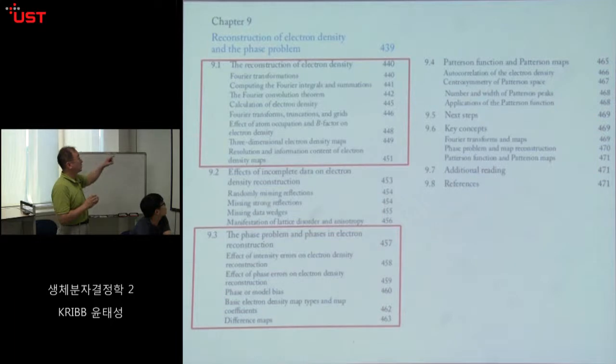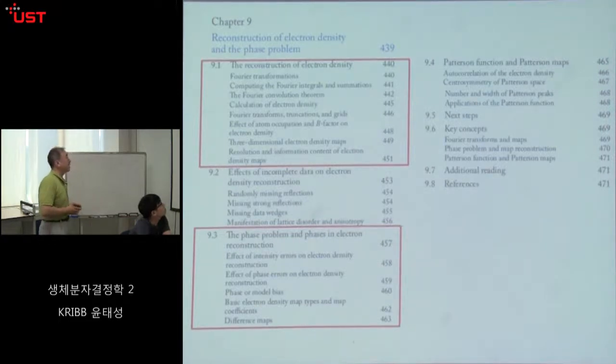More than that, we have some extra sections like this, effects of incomplete data in electron density reconstruction. Also, Patterson function and Patterson maps, which are similar to the electron density function and electron density map. If you have questions, I'll provide more explanations, but by now, let's talk about electron density as a function.